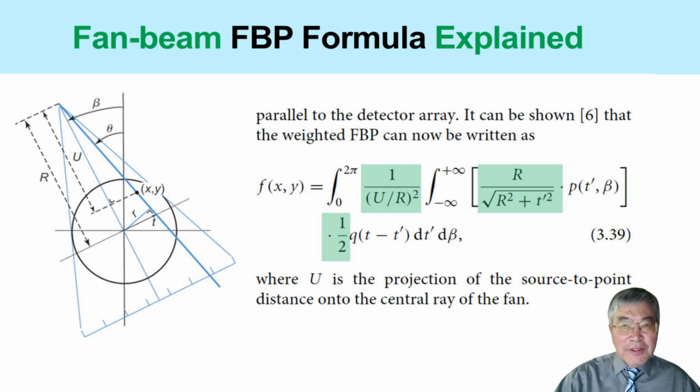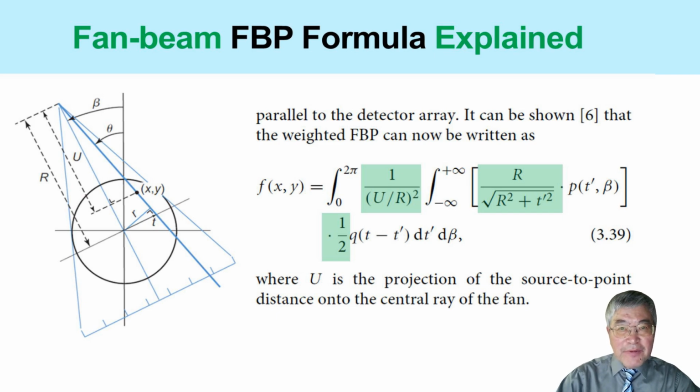Now let us put everything together and explain the fan beam FBP formula. We have already discussed the first two weighting factors. One comes from the obliqueness of the detector array, and the other comes from beam divergence together with ramp filtering. The last weighting factor is 1/2. This one is easy to understand.